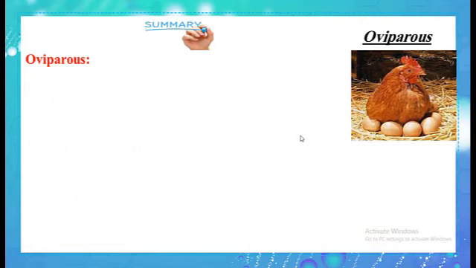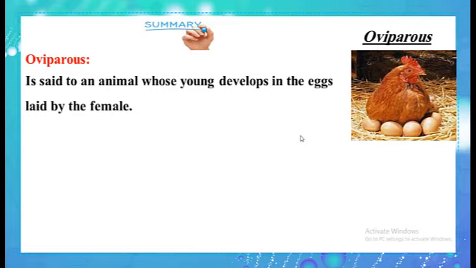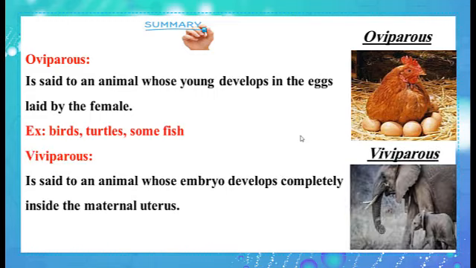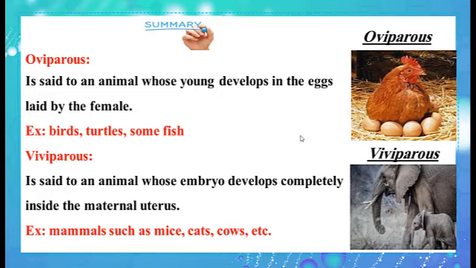As a summary, an oviparous animal is an animal whose young develops in the eggs laid by the female. Example, the birds, the turtles, and some fish. A viviparous animal is an animal whose embryo develops completely inside the maternal uterus. Example, mammals such as mice, cats, cows, etc.